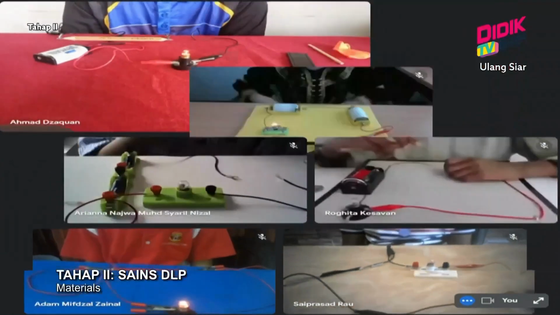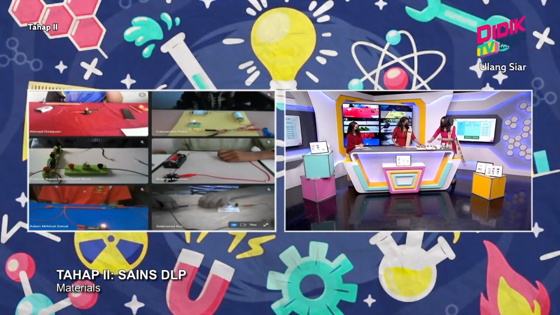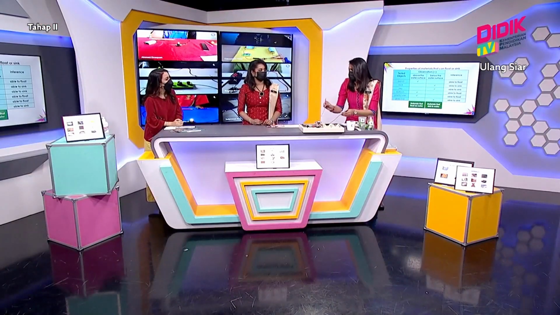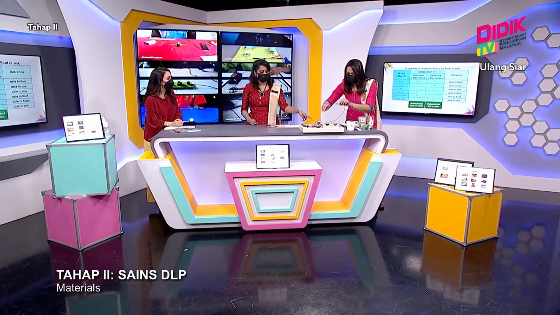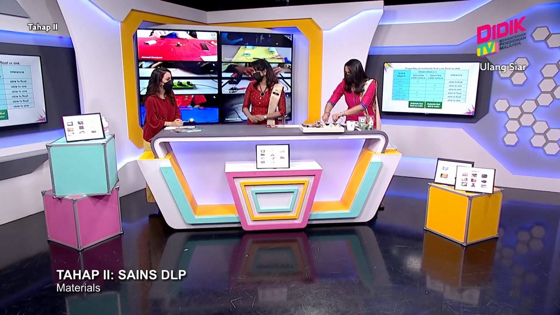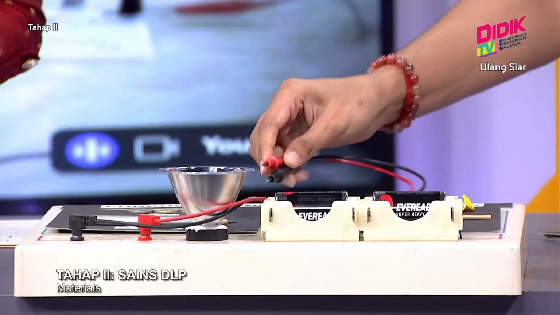All right, Miss Rekkha, are you done? Yeah, I have tested with this, but it's not lighting up. So the balloon doesn't work. The balloon doesn't work. Oh no, the bulb is not lighting up. Yes, she is disappointed about that. Okay, so let us check with our kids there.